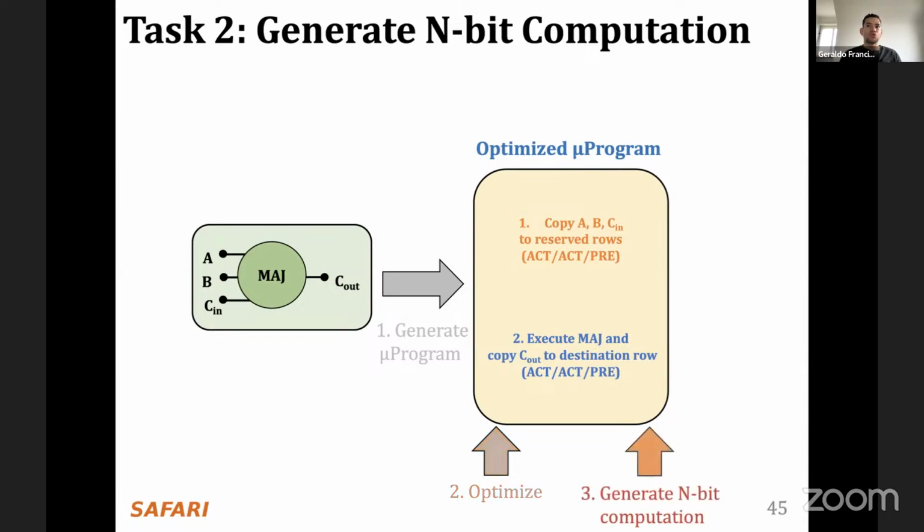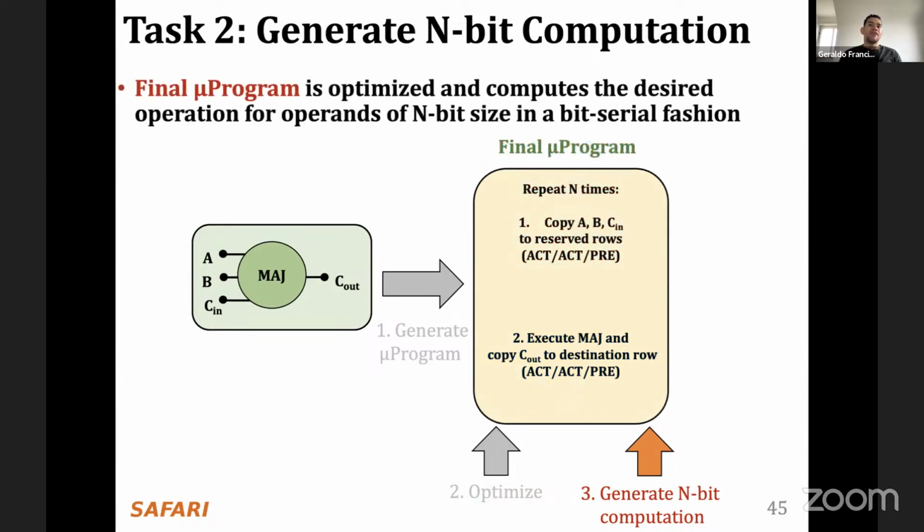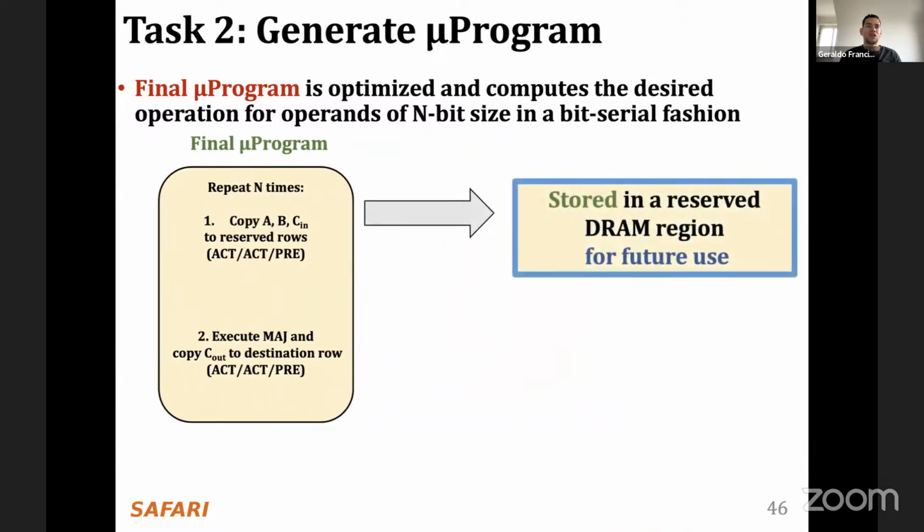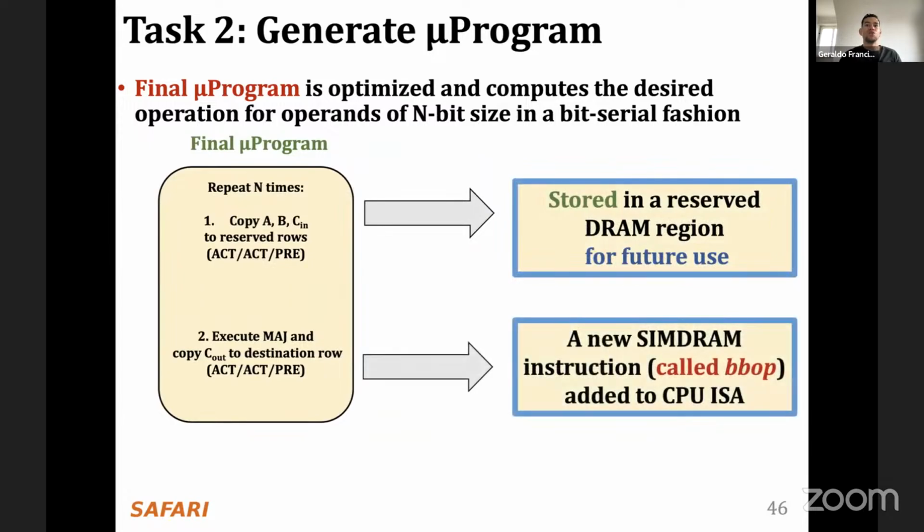The final part of step 2 generalizes this 1-bit version of the operation into an n-bit version by repeating the in-DRAM row copy operations in the microprogram n times. The final output of this operation is an optimized microprogram that can execute bit-serial operations over flexible precision in DRAM. The final microprogram is then stored in a reserved region of the DRAM for future use, and a new SIMDRAM instruction called a BBOP is created and added to the CPU ISA. The SIMDRAM instruction is used later by the programmer to perform the SIMDRAM operation.